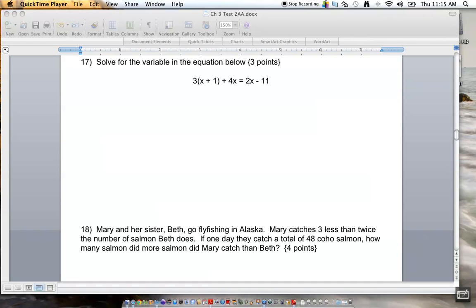Are we ready? Okay. First I distribute the 3. 3x plus 3 plus 4x equals 2x minus 11. This is a same side situation, how many x's on the left side? 7x, good. Plus 3 equals 2x minus 11. What's my next step? Add the x. Subtract 2x.